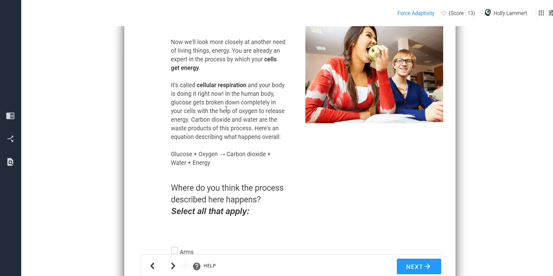Okay, so we're starting to piece together this super important chemical reaction, which is cellular respiration. In each one of our cells, we need energy. It's called cellular respiration, and your body is doing it right now. In the human body, glucose gets broken down completely in your cells with the help of oxygen to release energy. Carbon dioxide and water are waste products in this process, which is why you breathe out carbon dioxide. Here's an equation: glucose plus oxygen. This little arrow means yields or goes to carbon dioxide and water and energy.